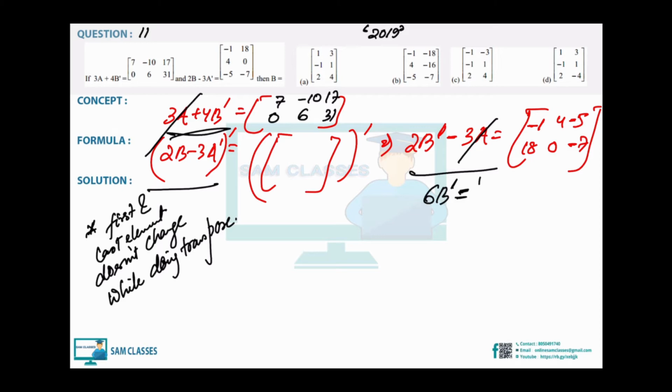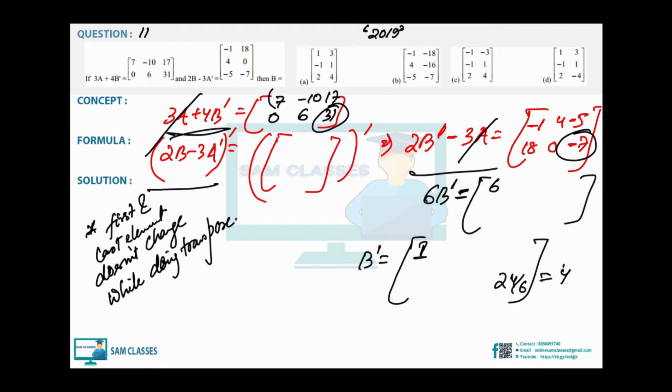6B' is equal to, now I'll add the first one. 7 minus 1 is 6, so B' will start with 1. Now I'll check the last one, 31 minus 7, how much, students? Fast, come on, 31 minus 7. We'll be getting 24, and if you divide by 6, we get 4. Now check the option starting with 1 and ending with 4. Oh no, we have B transpose, so what do you have to get? B only. First and last won't change, so it will be 1 and 4 like this. The A option, correct, students? Directly we can do it, 1 and 4 like that. No need to solve the whole thing.